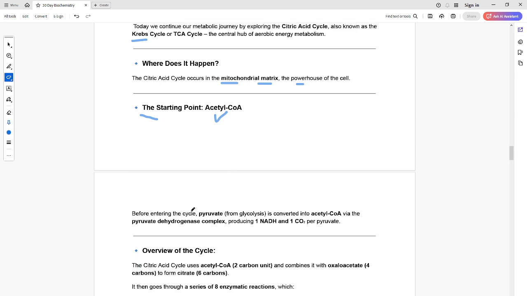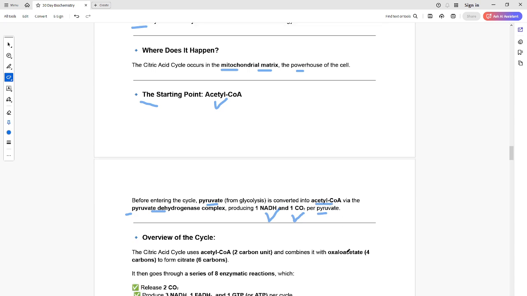Before entering the Krebs cycle, pyruvate, which is produced from glycolysis, is converted to acetyl-CoA through the enzyme pyruvate dehydrogenase complex. It will produce one NADH and release one CO2 per each molecule of pyruvate. Let's remember, from glycolysis we produce 2 pyruvate. So in this reaction, pyruvate will be converted to acetyl-CoA.